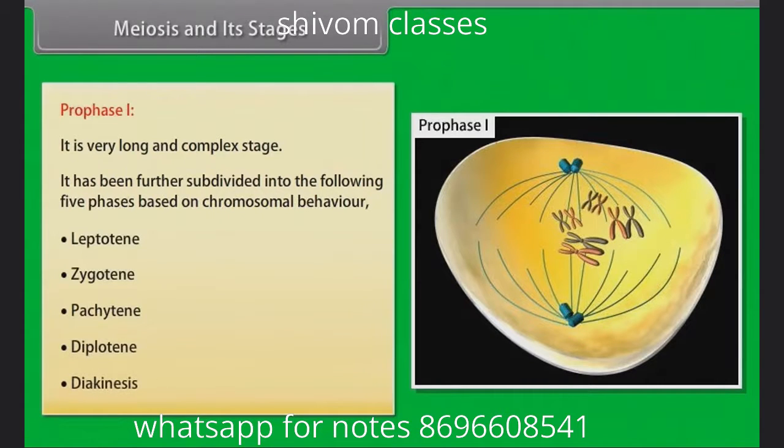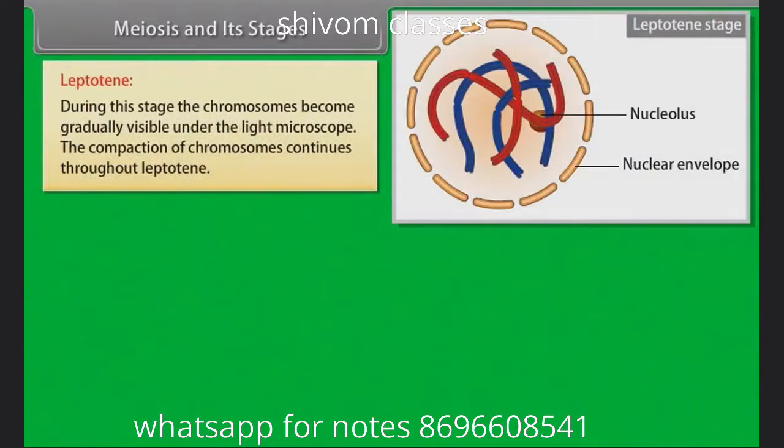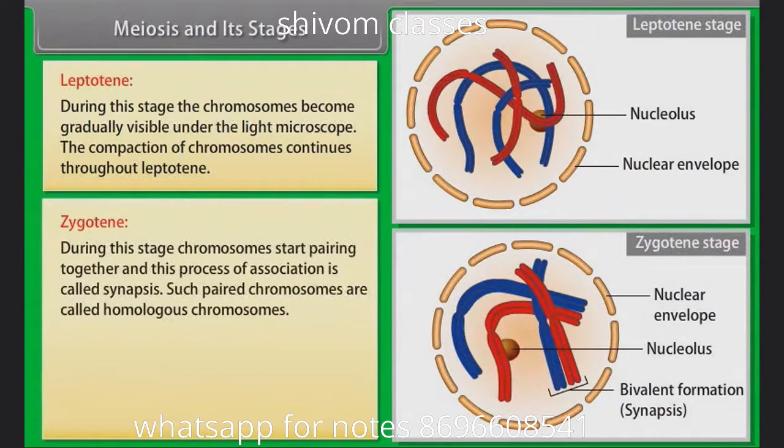and diakinesis. During the leptotene stage, the chromosomes become gradually visible under the light microscope. The compaction of chromosomes continues throughout leptotene. This is followed by the second stage of prophase I called zygotene. During this stage, chromosomes start pairing together, and this process of association is called synapsis. Such paired chromosomes are called homologous chromosomes.